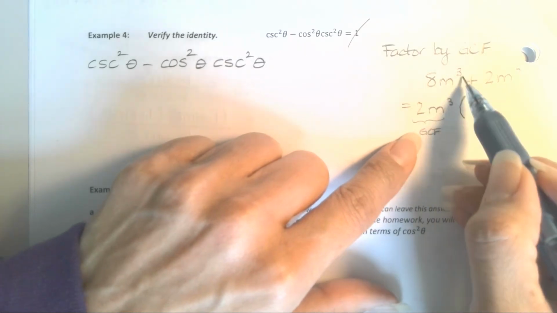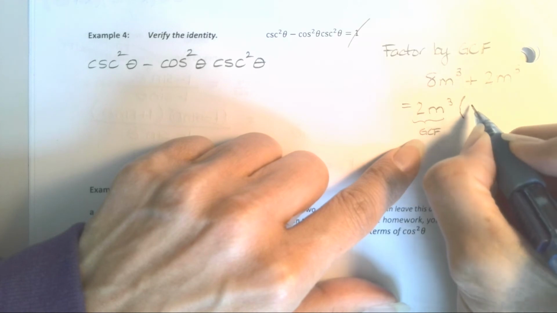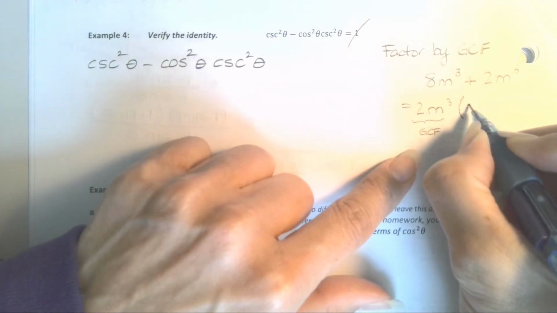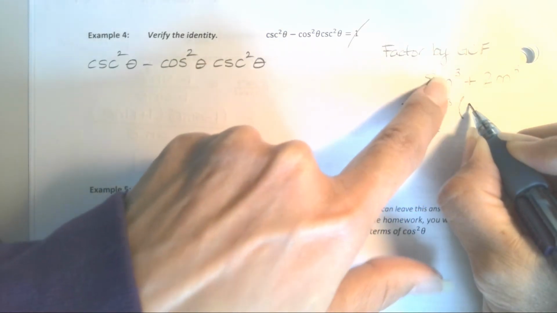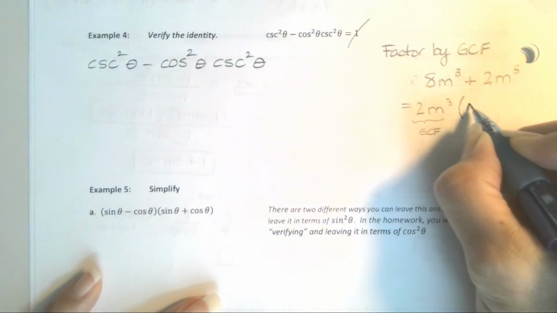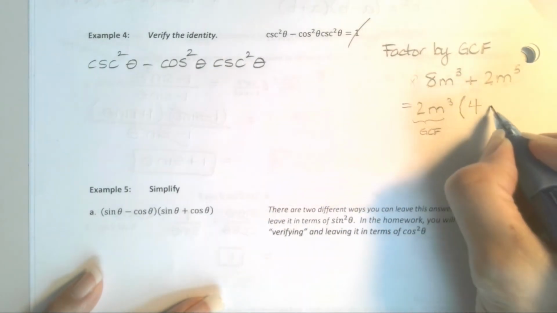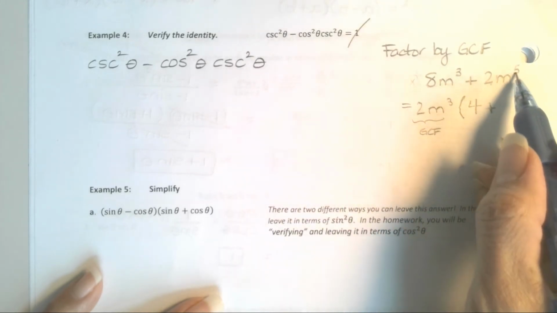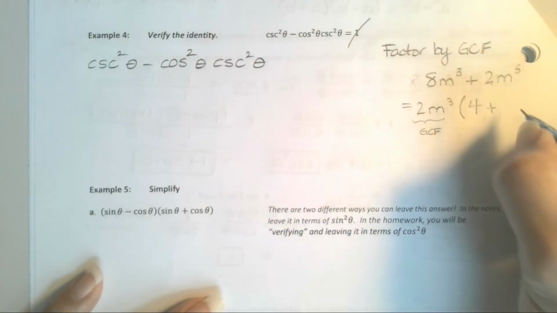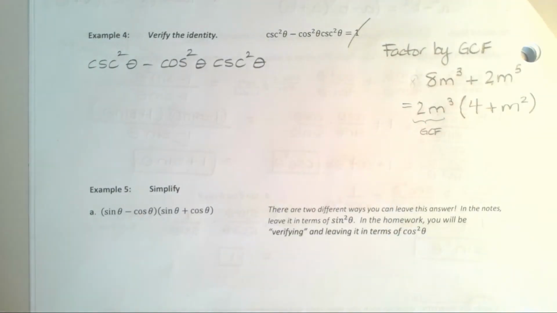So if I took 8m cubed and I divided out 2m cubed, what was left over? In other words, 2m cubed times what gives me 8m cubed? 4. Good. Okay. Then I'm going to put my plus. 2m cubed times what would give me 2m^5? M squared. So here you factored your expression.